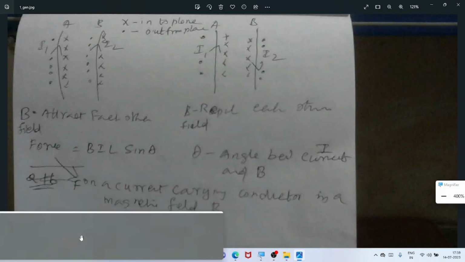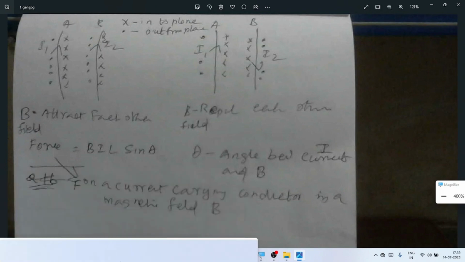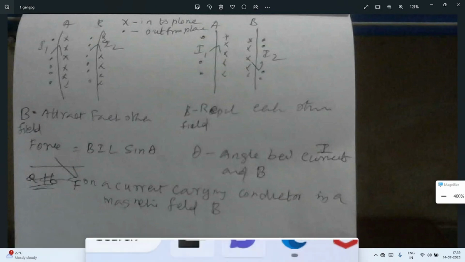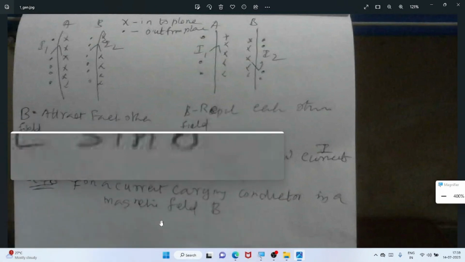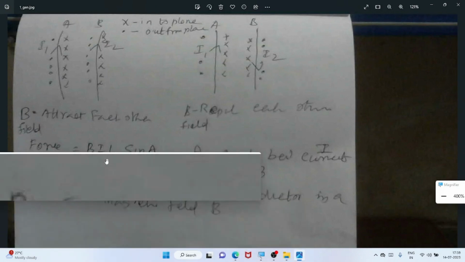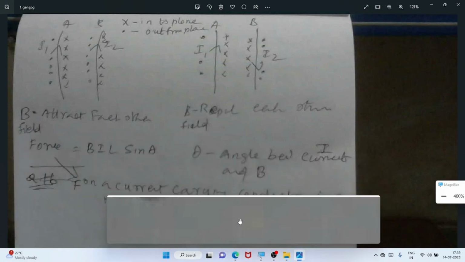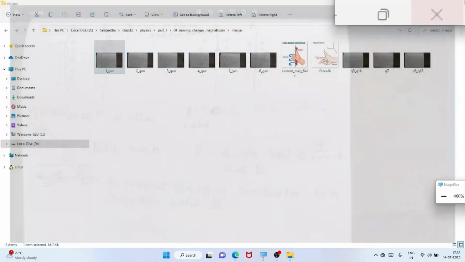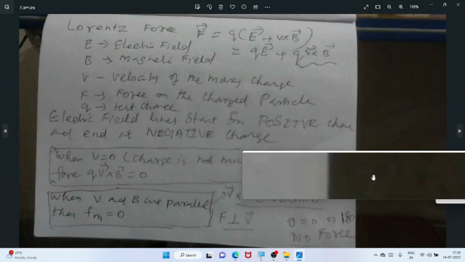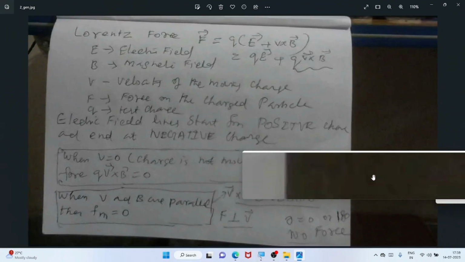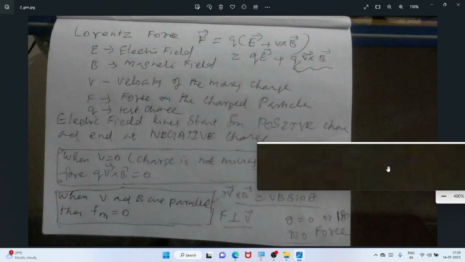Okay, the force on the conductor by the magnetic field. For a current carrying conductor in a magnetic field, the force is given by BIL sin theta, where theta is the angle between the current and the magnetic field. This is the Lorentz force, the force due to electric field and magnetic field.